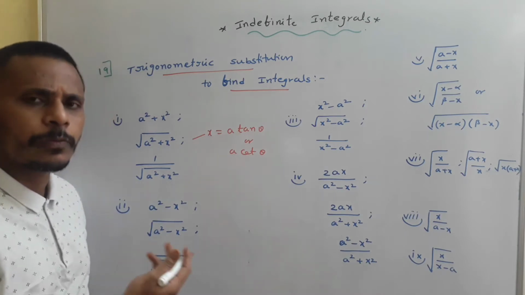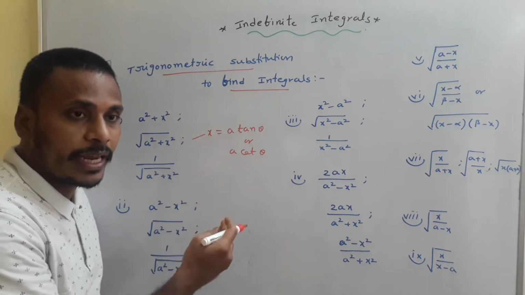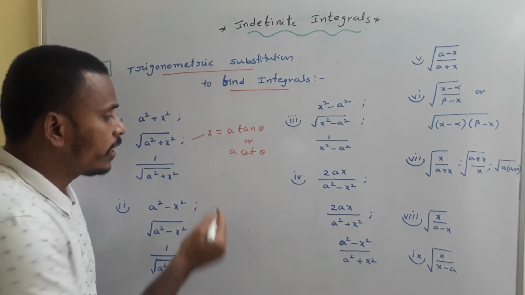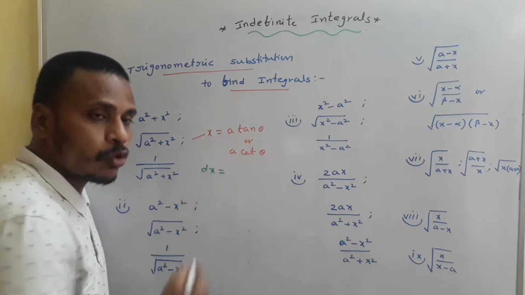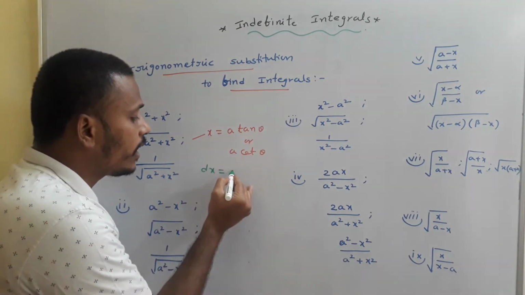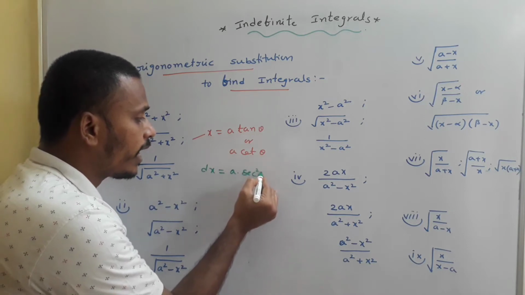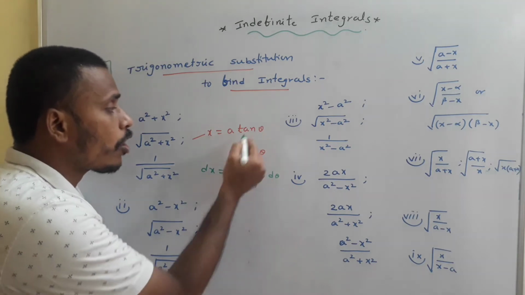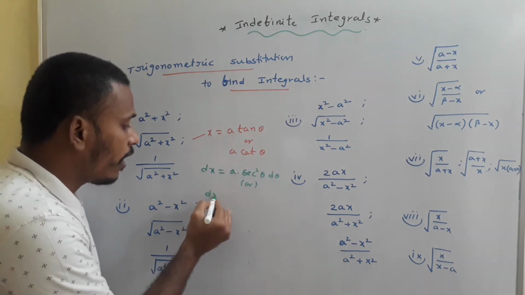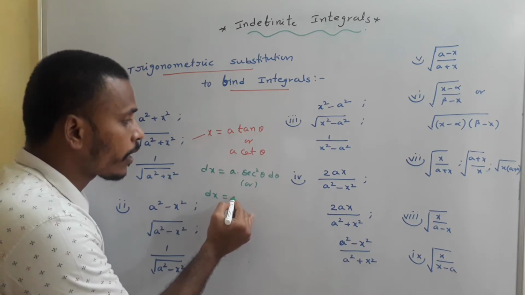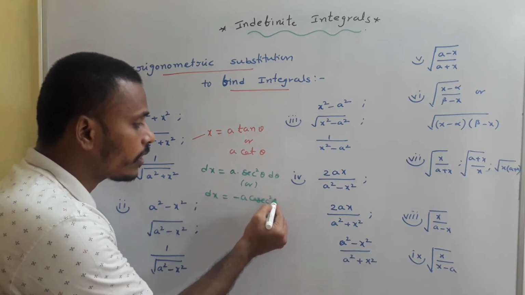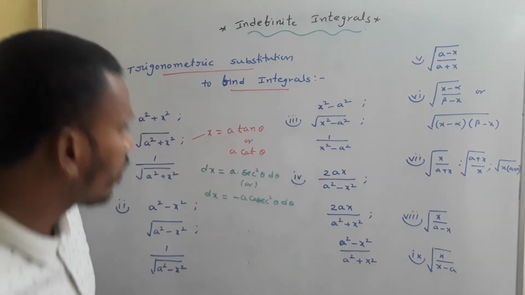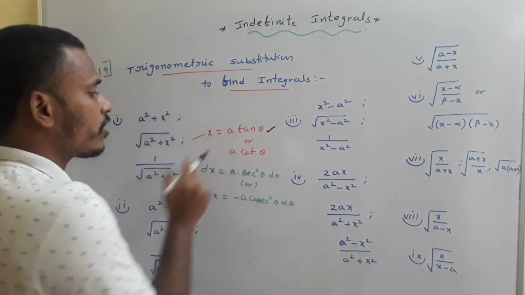As per the requirement, as per your comfort, you need to take either x equals a tan theta or x equals a cot theta. If x equals a tan theta, from there you need to calculate dx also. Then dx, a is constant, and for tan theta it is secant square theta d theta. Whereas if x is a cot theta, then we need to take dx as minus a cosecant square theta d theta. But usually in most cases we just use a tan theta for these types of problems.